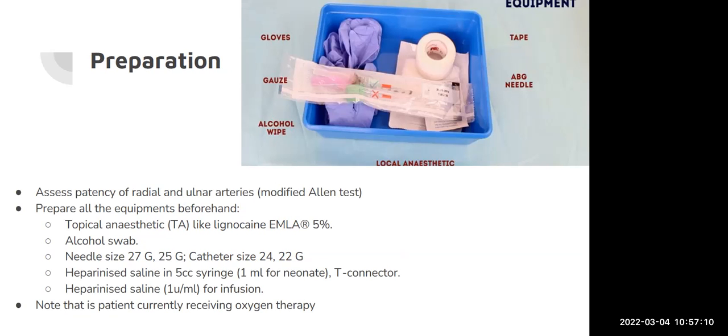These are the equipment and preparation that we need before performing the ABG procedure. First, we have to assess the patency of the radial and ulnar arteries, so we have to do the modified Allen test, and then prepare all the equipment beforehand. Those are the equipment needed for arterial blood gases. We also have to note whether the patient is currently receiving any oxygen therapy, since the oxygen reading will be affected if the patient is on oxygen therapy. Okay, next.